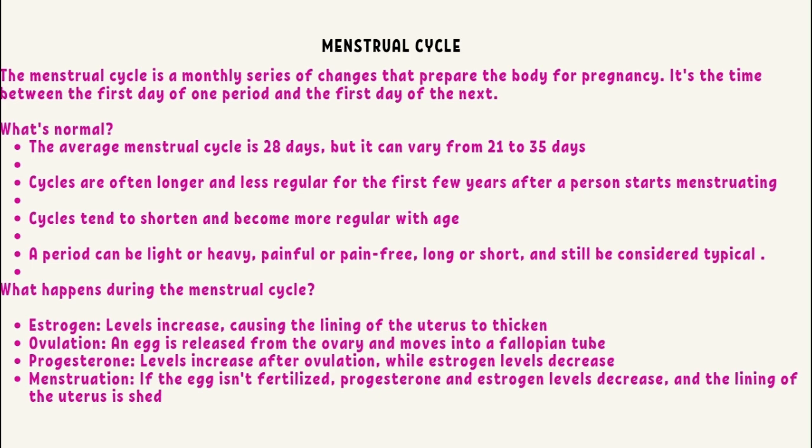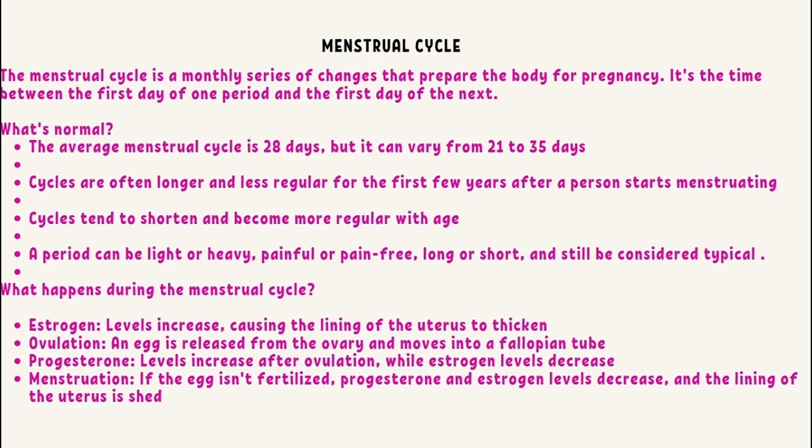But when that doesn't happen, the opposite happens. The progesterone levels increase after ovulation while estrogen levels decrease. Then, if the egg isn't fertilized, progesterone and estrogen levels decrease, and the lining of the uterus is shed. So that's what comes off as blood at the end of the day.